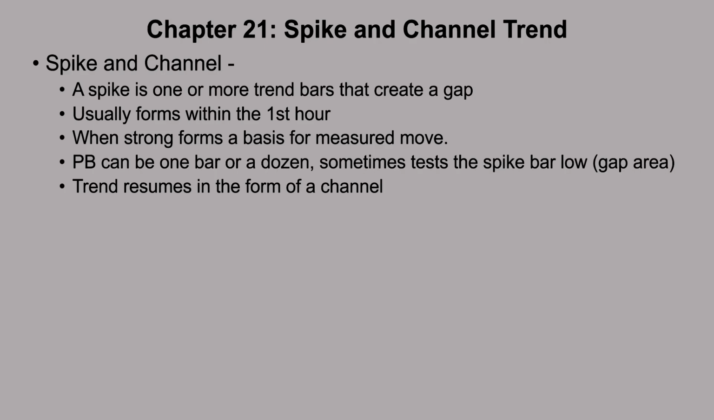Most of the time they are hit. The pullback could be one bar or a dozen. Sometimes they even go as low as testing that spike bar low. If the pullback is generally one or two bars, the trend tends to be stronger than with a deeper pullback. Sometimes if you get a deep pullback but the gap stays open, you might be getting into trading range behavior. And the trend tends to resume in the form of a channel.